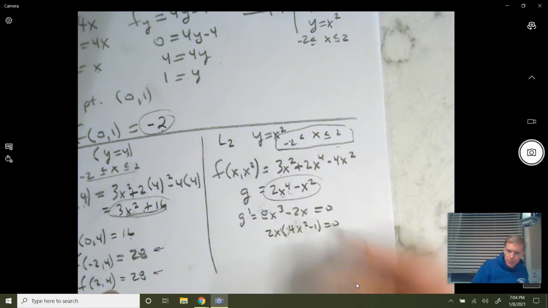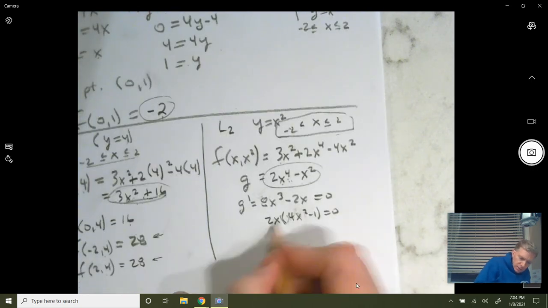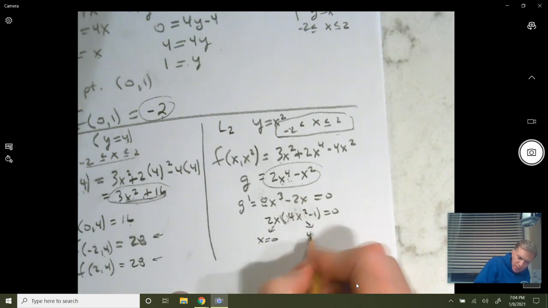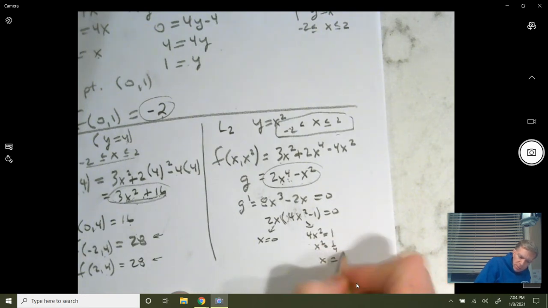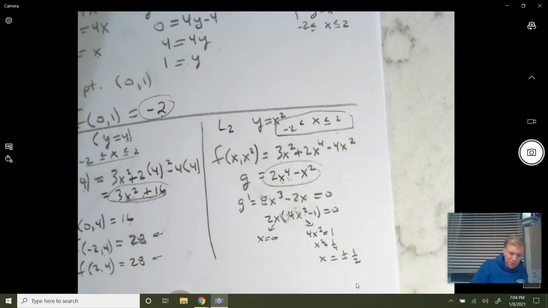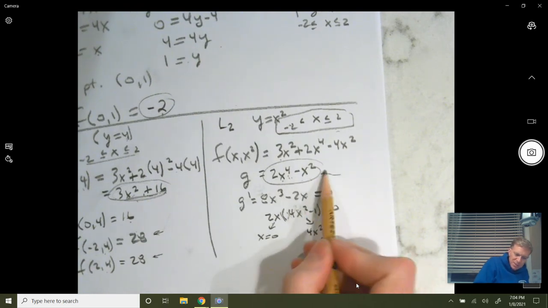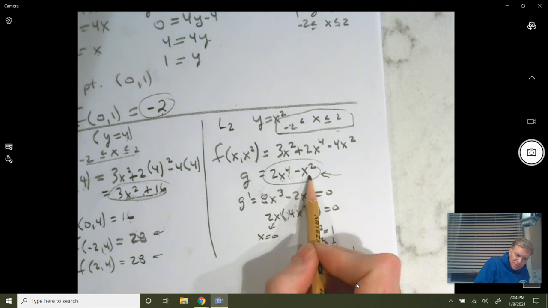Set equal to 0. So you've got x equals 0, and you've got this thing: 4x squared minus 1 equals 0. So that's x squared equals 1/4, so x would equal plus or minus 1/2. Remember what we're doing. We're just trying to maximize and minimize this by our function.